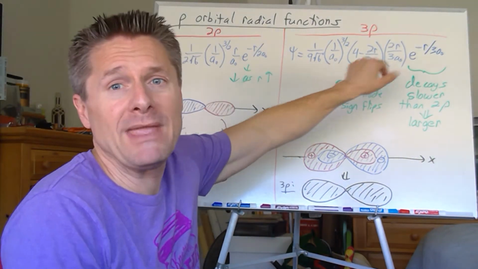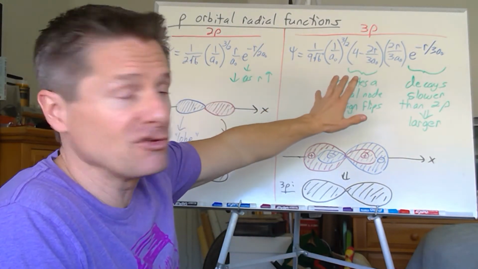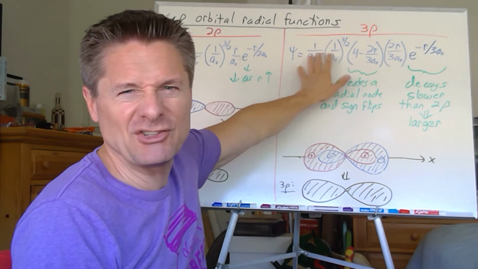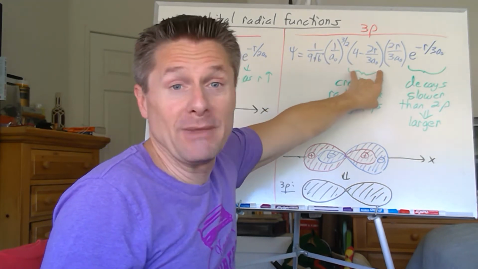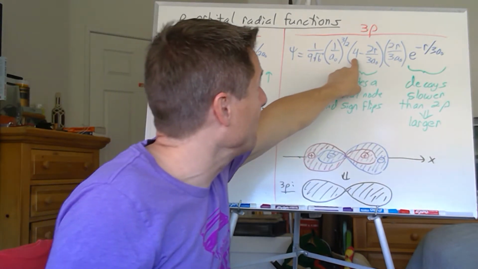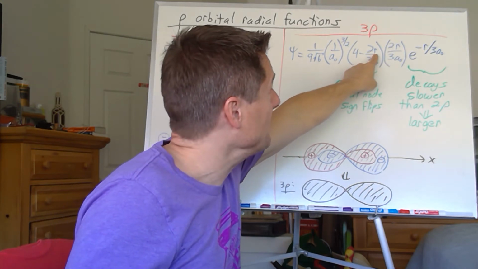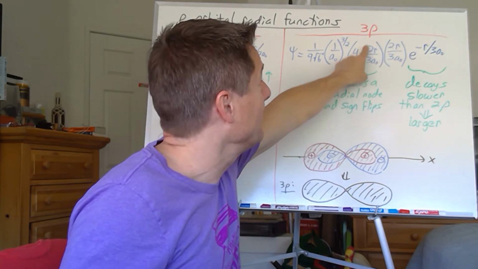Let's look at the 3p radial function solution of the Schrodinger's equation. So again, you get a bunch of constants, but you get this term in here, which is what happened with the 2s. See the 4 minus? So there's a specific value of the radius where this term equals 4.